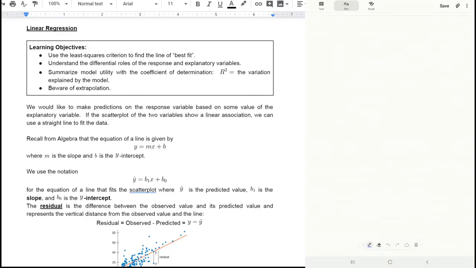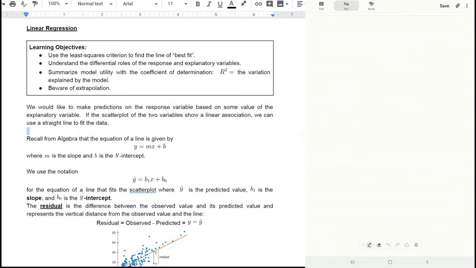Hello everyone, welcome back. In this lesson, we're going to look at creating a model for the relationship between two quantitative variables. This is known as linear regression. And so we want to make predictions on the response variable based on some value of the explanatory variable. So if a scatter plot shows a linear association between these two variables, then what we could do is use a straight line to fit the data.